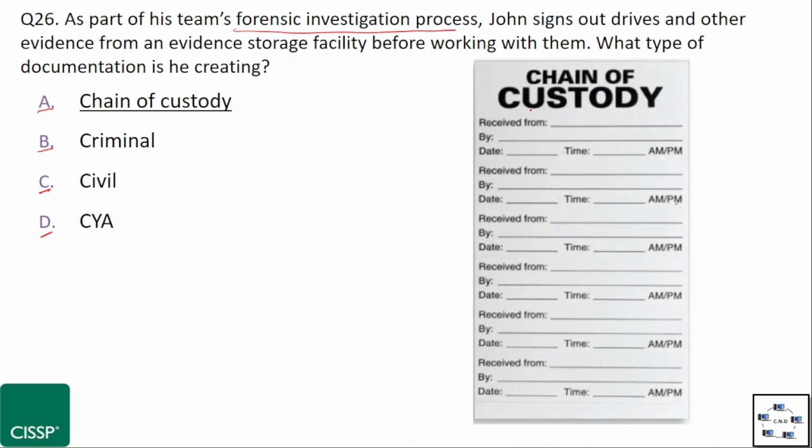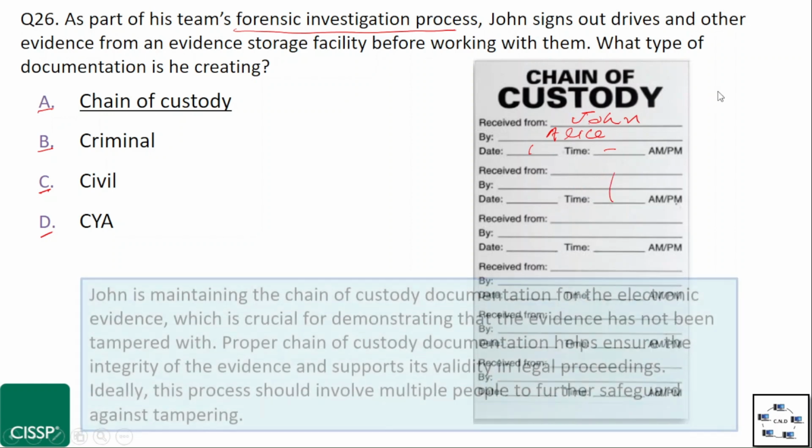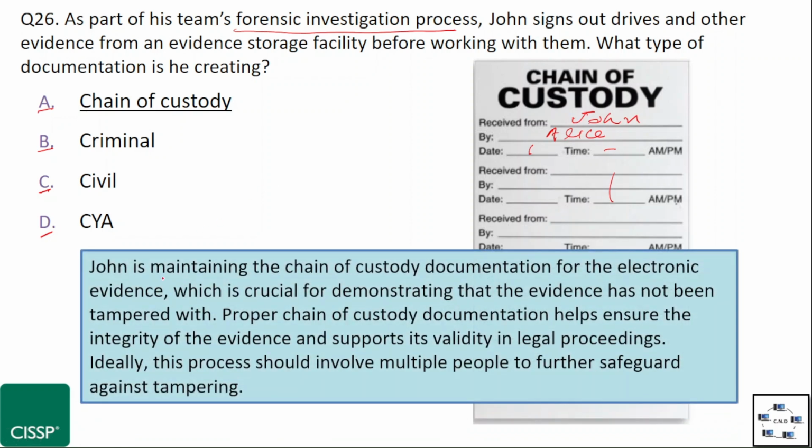So in most circumstances, it is a document like this, where it is written who received the evidence, such as in this case John, who gave it, let's suppose LS, and then the date and the time of the evidence handing over is recorded. This goes on as the evidence changes hands from one person to the other. So that is the concept of chain of custody.